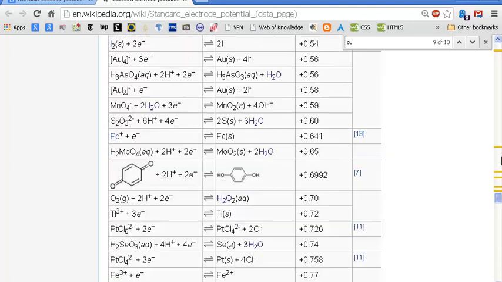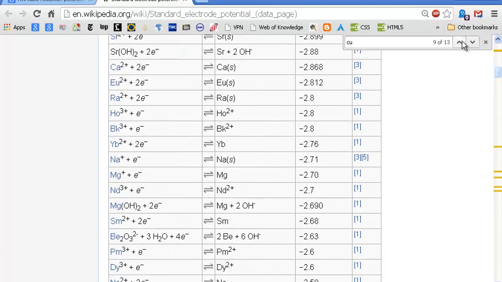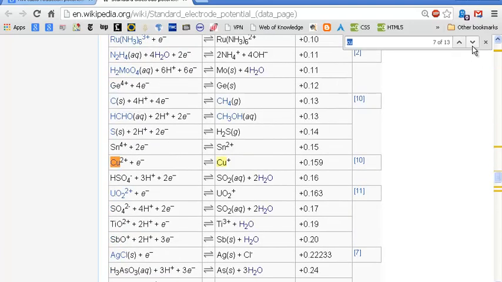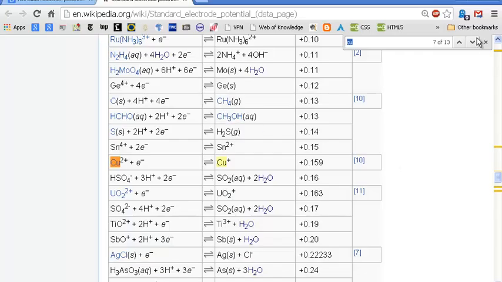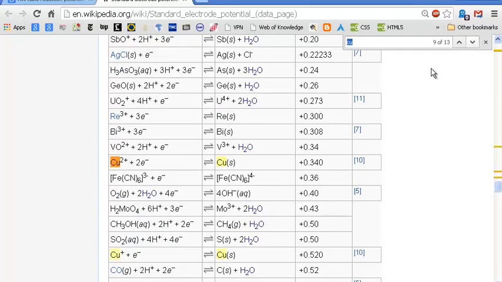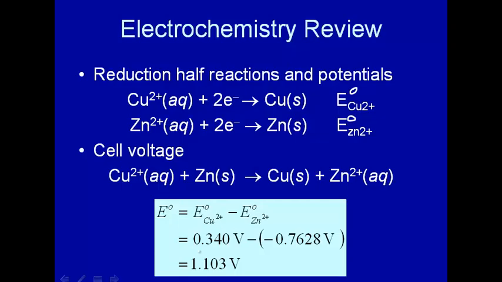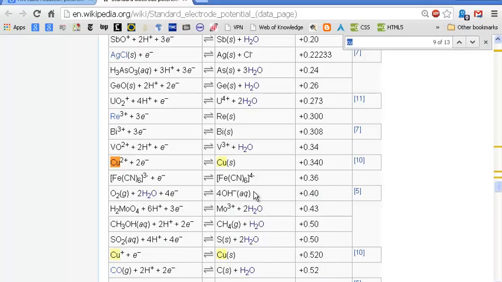All right, so let's see if we can find copper here. See, I already looked it up here. Copper, that's almost right, except here copper is only accepting 1 electron, and we want copper to accept 2 electrons. So we'll go down one here. Here it is. So the standard reduction potential for copper 2+ to go to copper solid is 0.340. There's that right there. Let's look at the standard reduction potential for zinc. Let's see, zinc.